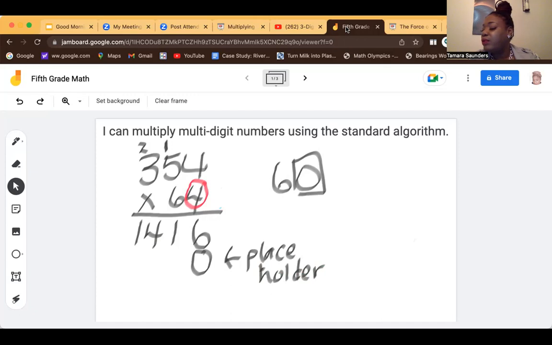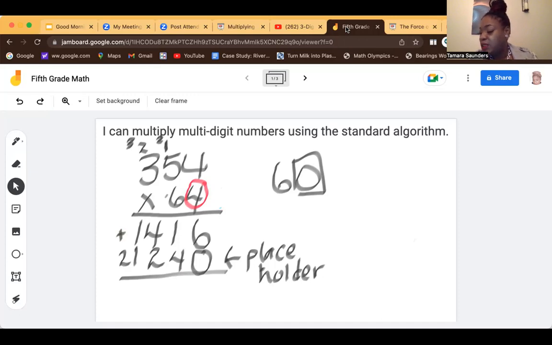All right, now, then we're going to multiply by 6 at this time. 6 times 4 is 24. I'm going to put down the 4 and carry the 2. 6 times 5 is 30, plus 2 is 32. I'm putting down my 2 and carry my 3. 6 times 3 is 18. 18 plus 3 is 21. Boys and girls, it's important to line up digit under digit.